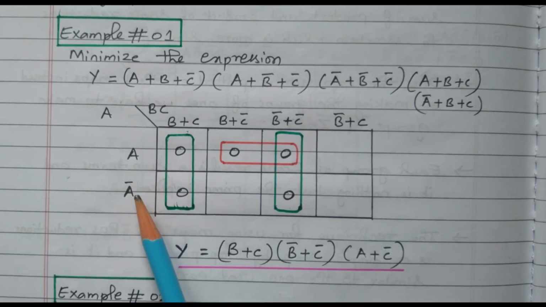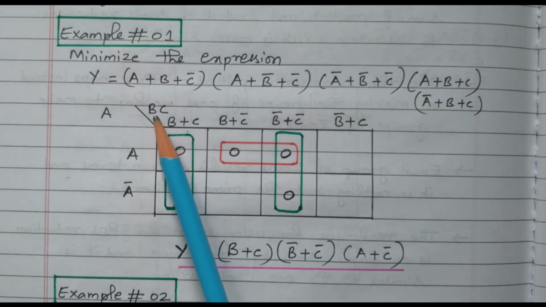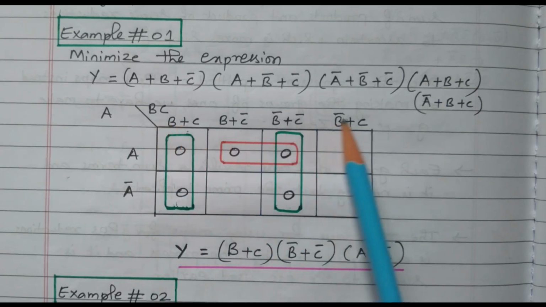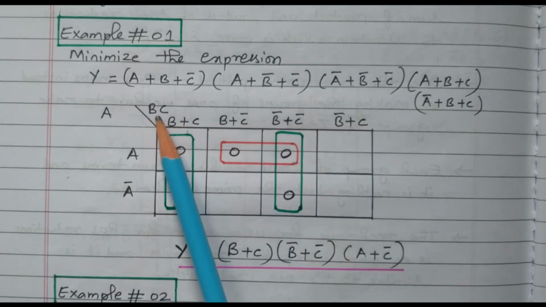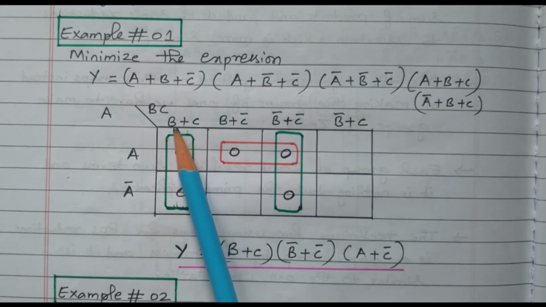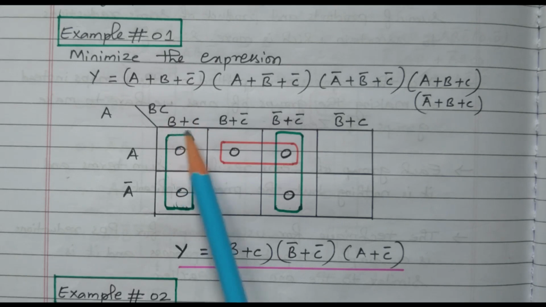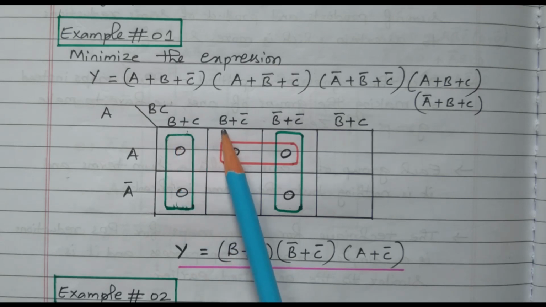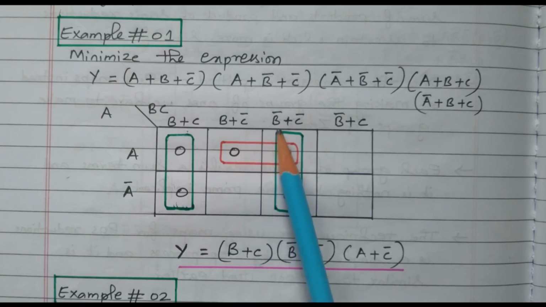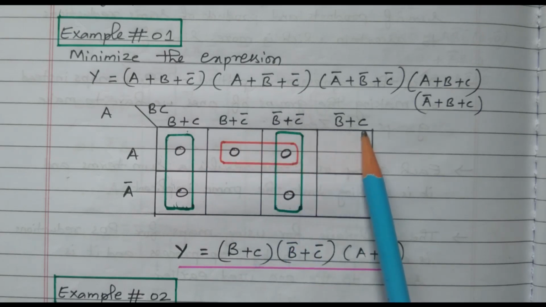A is taken as 0, A bar is taken as 1. Then BC, horizontally we are assigning BC having 2 variables, so 4 possibilities, right? B plus C. In case of SOP form we will put B bar C bar, B bar into C bar, now it is B plus C. B bar C bar is now changed to B plus C, just opposite to that of SOP form. Then B plus C bar, then B bar plus C bar, B bar plus C, right?